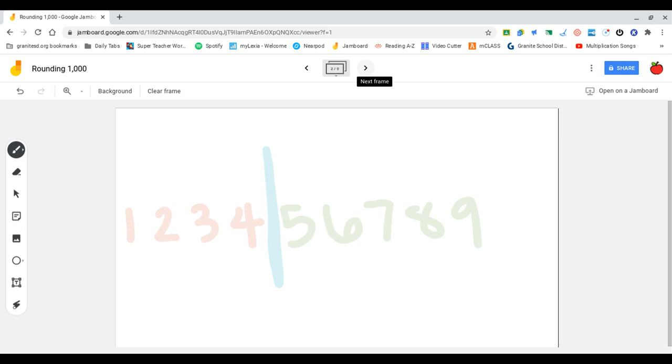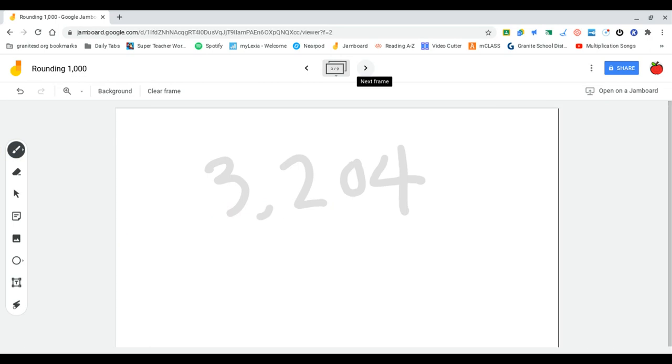So what I want to remember is when I'm looking at the digit that's going to be changing that number, if it is a 1, 2, 3, or 4, it's going to round down or stay the same. If that number is 5, 6, 7, 8, or 9, the number will round up. So 4 and lower stays the same. 5 and above, you add 1. So let's look at some examples.